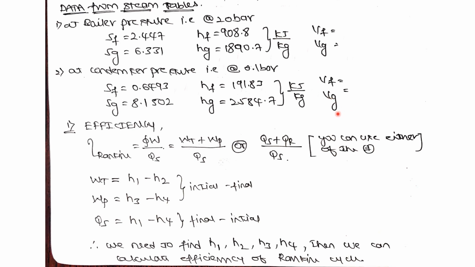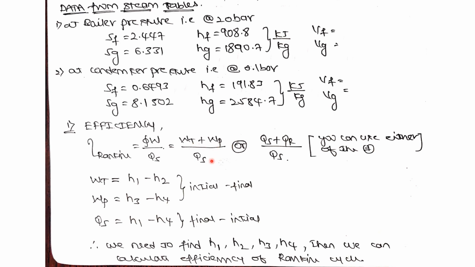Okay, first one we have to find the efficiency. So two things need to be found out. Number one is efficiency, number two is steam consumption, which we will see later. First we shall solve for efficiency. As you all know, efficiency for the Rankine cycle is given by net work output divided by heat supplied. Net work output is nothing but turbine work plus pump work.